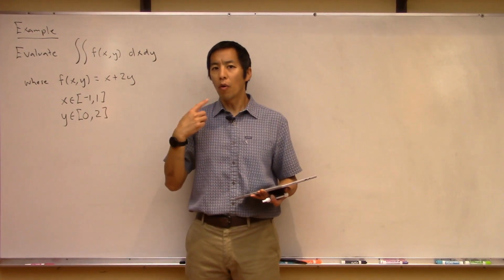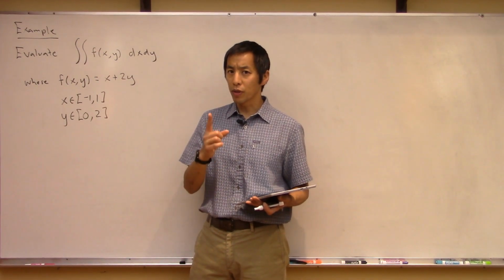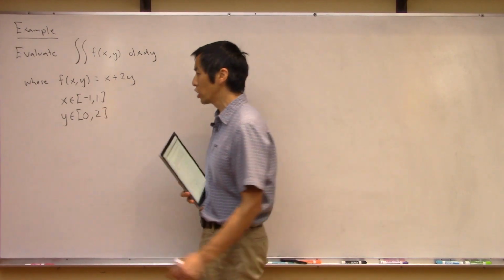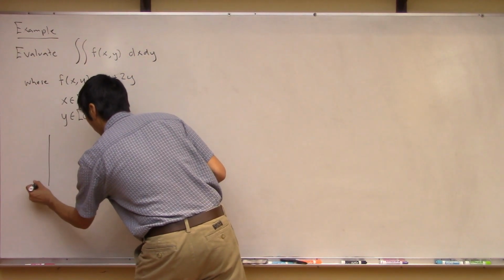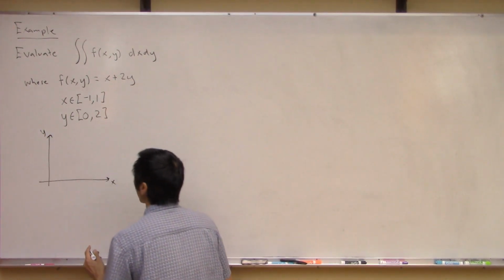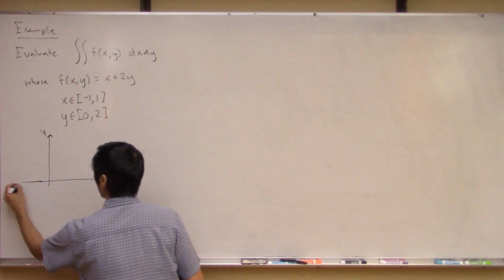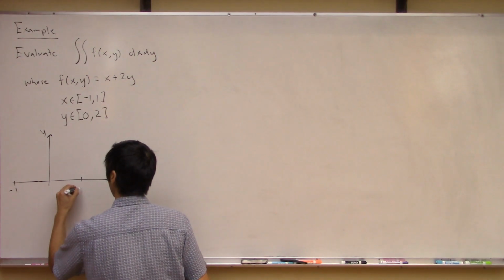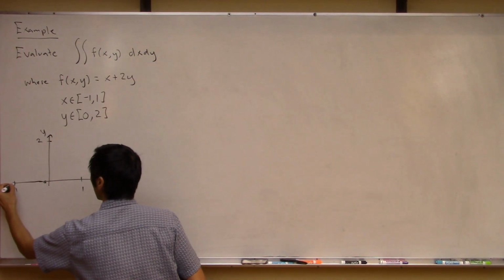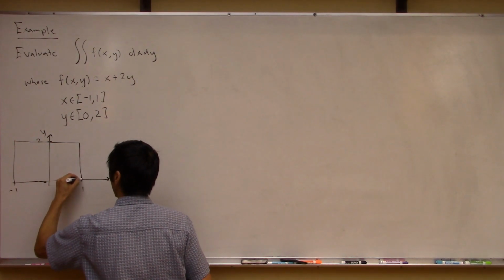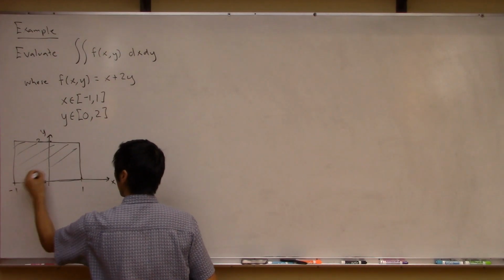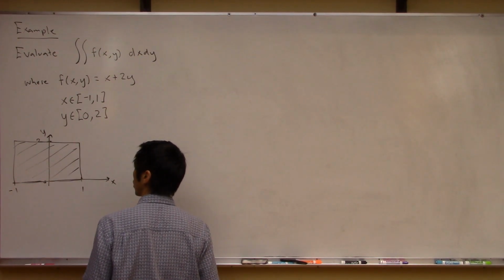The first thing I always like to do with double integrals, and we're going to see that this is actually very important later, is draw the region of integration. Let's quickly do that, and you can see it's really easy for this case. x goes between -1 and +1, and y goes between 0 and 2. So the region of integration looks like this perfect rectangle, and we're going to integrate over this domain of integration.